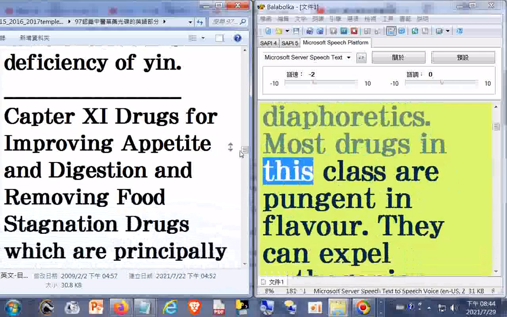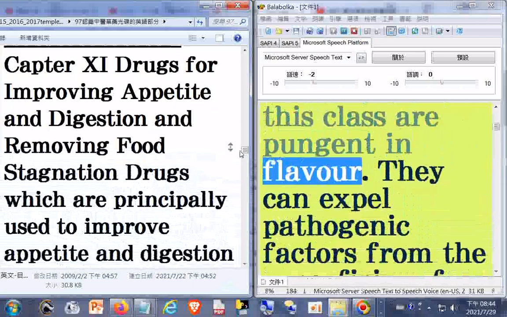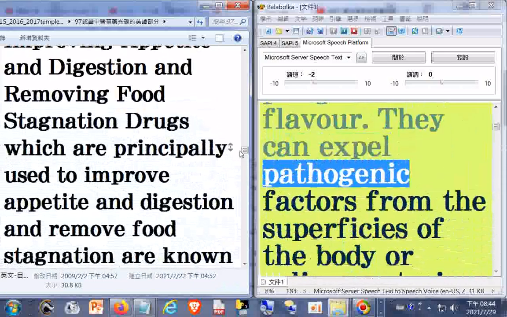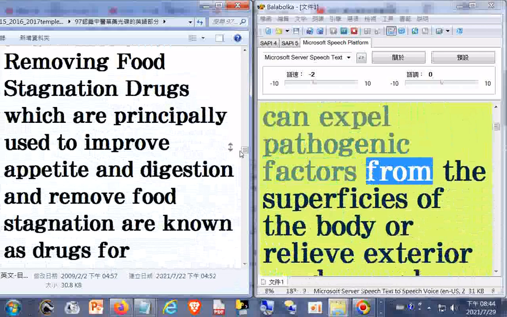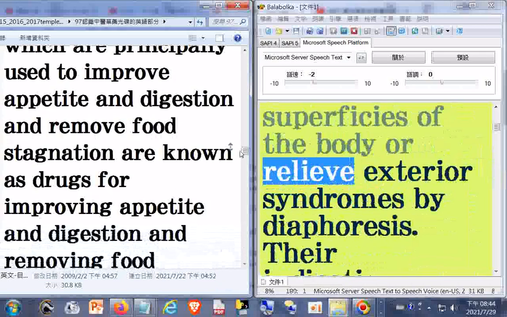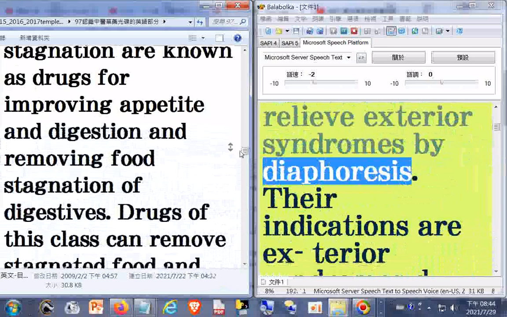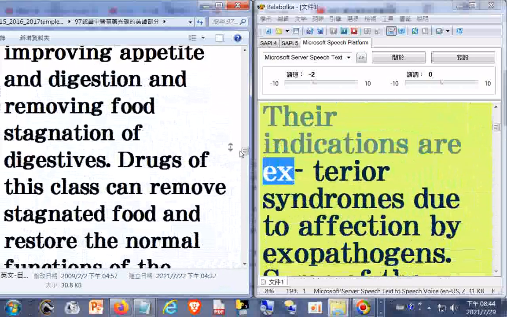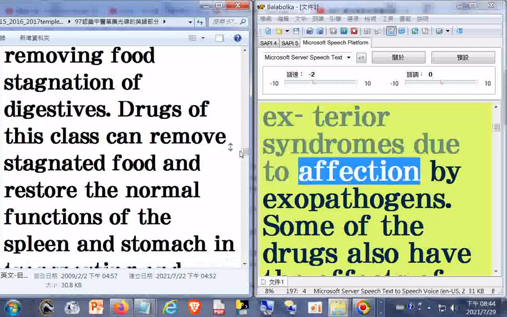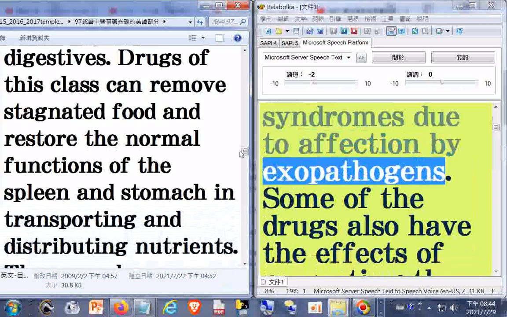Most drugs in this class are pungent in flavor. They can expel pathogenic factors from the superficies of the body or relieve exterior syndromes by diaphoresis. Their indications are exterior syndromes due to affection by exopathogens.